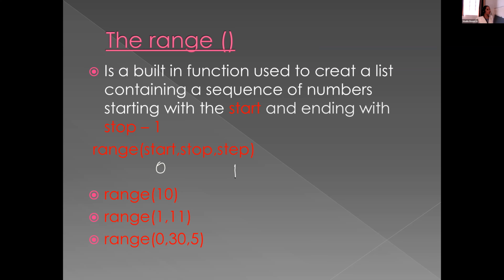What is the result of range of 10? Here only one value is used. So this value is assigned for which parameter, Ashwin? For start or for stop or for step? Stop, ma'am, stop. Okay, correct. So range of 10 means only one parameter value is used here. So this value is assigned for stop.